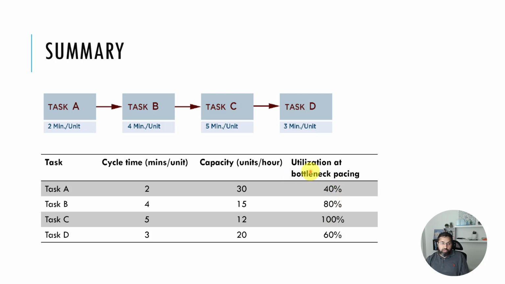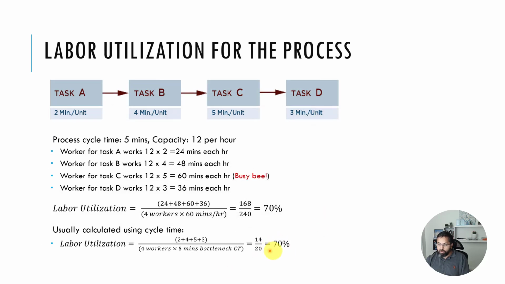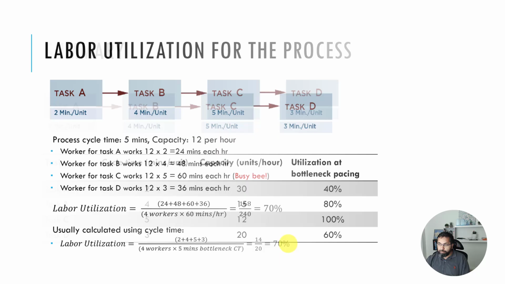If I don't give you the demand, I just give you cycle times and say calculate the utilization of each task, this is what you'll give me. And if I tell you to calculate the utilization of the whole process, then you'll give me this number, which is 70%. Okay.